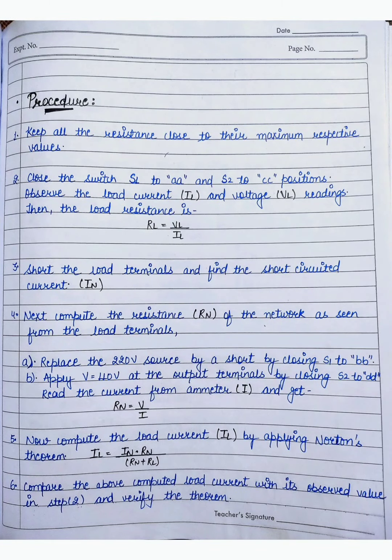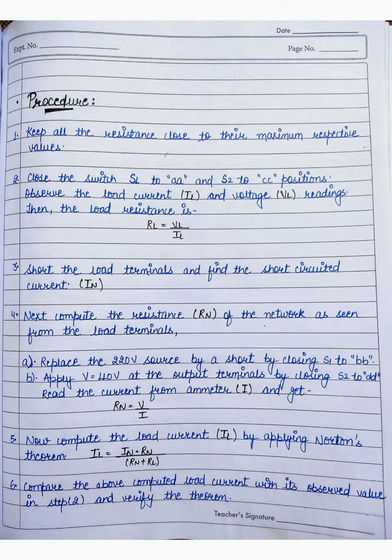Procedure. First point, keep all the resistances close to their maximum respective values. Second point, close the switch S1 to R and S2 to CC positions. Observe the load current I and voltage VL readings. Then the load resistance is RL equals VL divided by I. Third point, short the load terminals and find the short circuit current In.